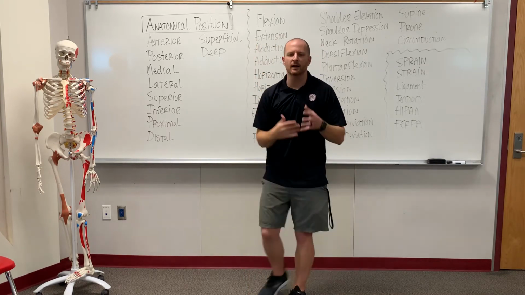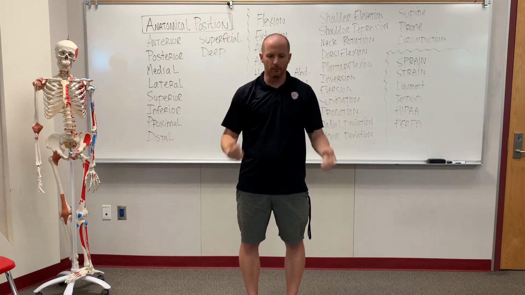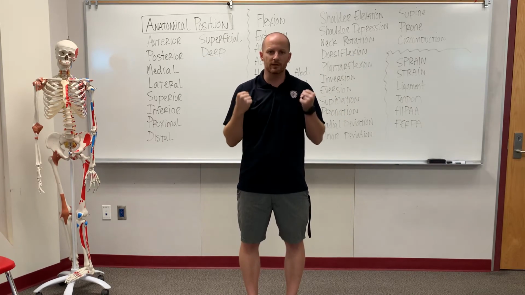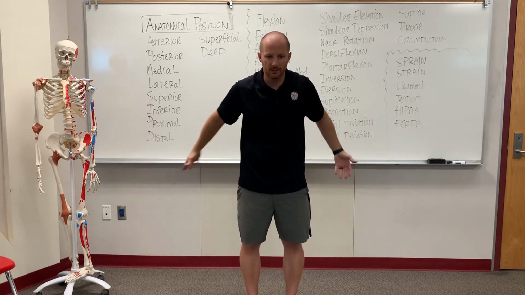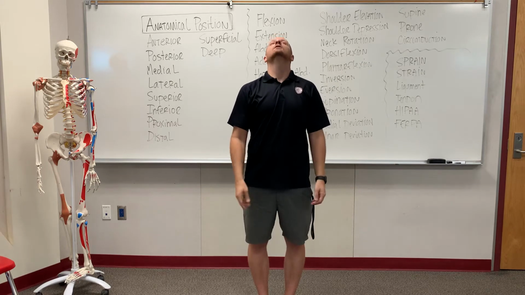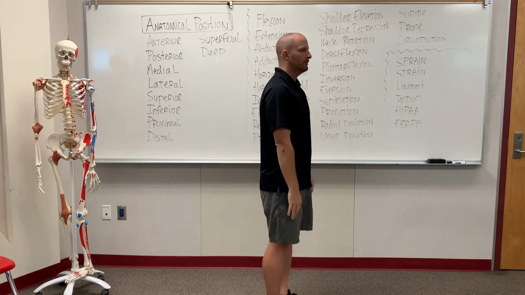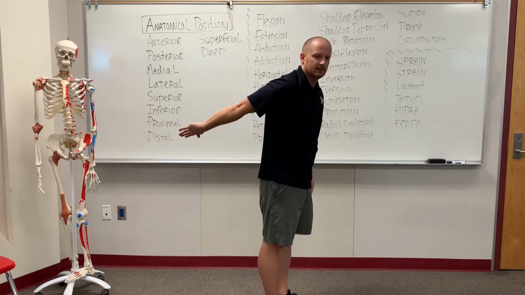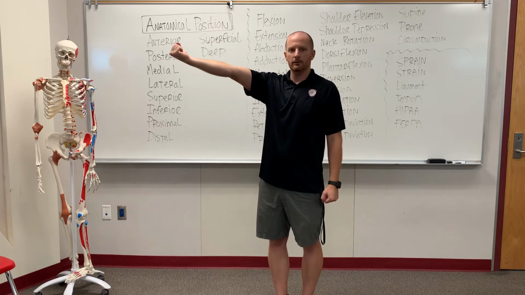Extension is exactly opposite of flexion. So instead of thinking of like bending something or moving it anteriorly, typically you're straightening something out or you're moving it posteriorly. So again, my neck extension would be looking up towards the ceiling. Shoulder extension would be bringing my arm backwards like this. Elbow extension would just be straightening my elbow out.